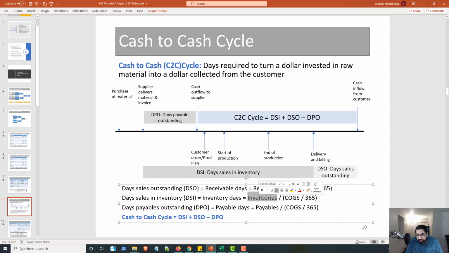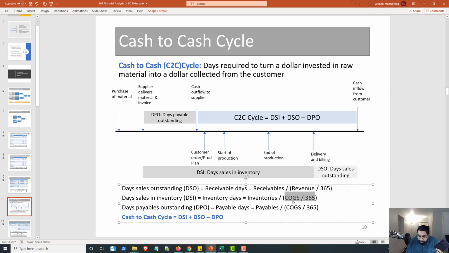And same thing, inventories we divide by cost of goods sold per day. Why not revenue per day? That's because inventory on the balance sheet is kept at cost, not at revenue. So let's say I have a phone in inventory. This phone cost $300 to make, and I sell it for $600.